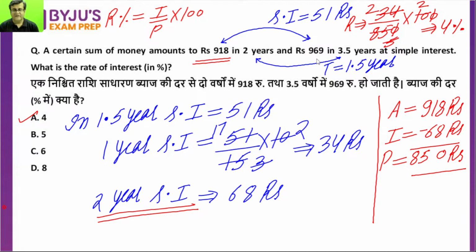Just take the screenshot, and I will explain the rate again. This is not confusing. The gap between these two amounts is 51 rupees. The gap between these two times is 1.5. So it means 1.5 year interest is 51. So 1 year interest will be 34. Multiply with 2, it is 68. Now the amount after 2 years is given as 918. The 2 years simple interest is 68. If you subtract, you will come to know the principal. Interest by principal into 100. Interest is 34 in 1 year. Principal is 850 into 100. That's it.